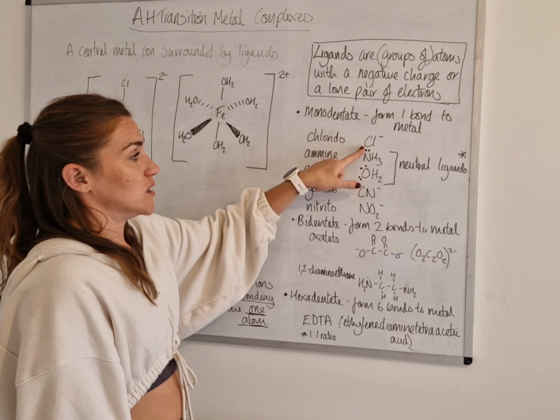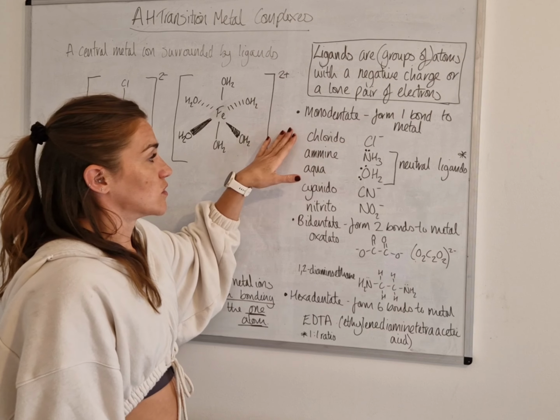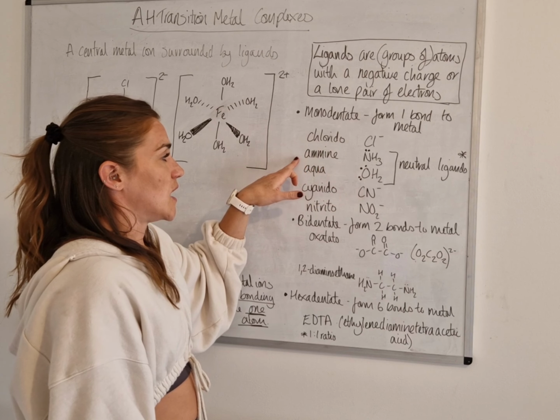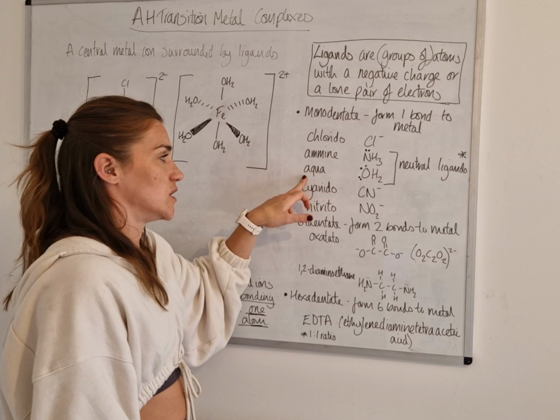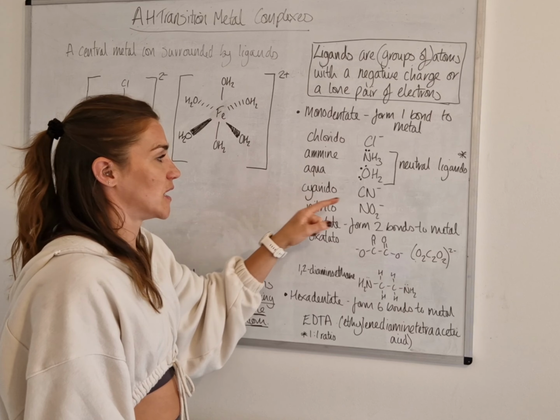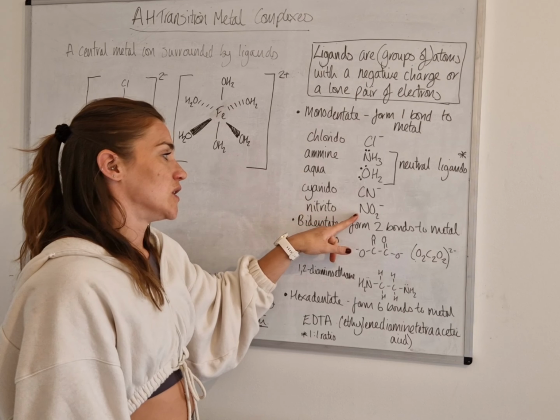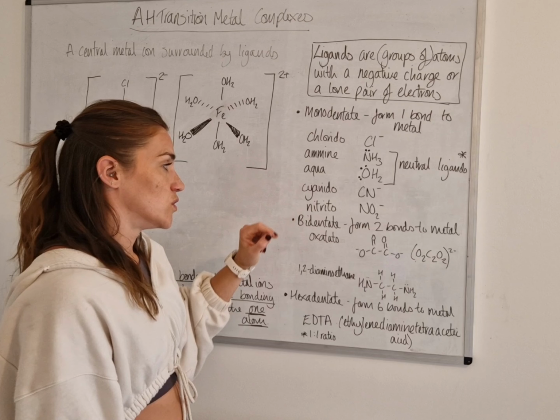Chloride, when it's in a transition metal complex, becomes chlorido. Ammonia becomes ammine. Water is named as aqua. The cyanide ion is cyanido. The nitrite is nitrito.